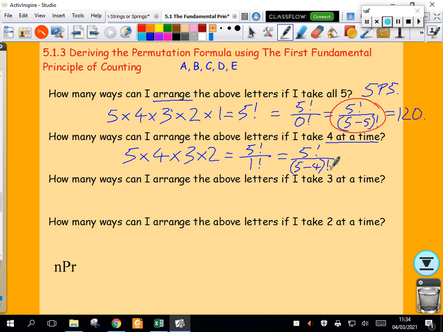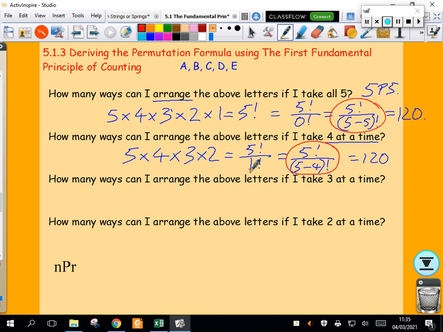And actually, that's still 120 ways. It's actually the same thing, but I'm thinking about it differently. Even though it's the same value, I'm thinking about it in this way. Instead of 5 factorial over 5 minus 5 factorial, it's 5 factorial over 5 minus 4 factorial. But because 0 factorial is defined as being 1, that's the same as 1 factorial on the bottom.